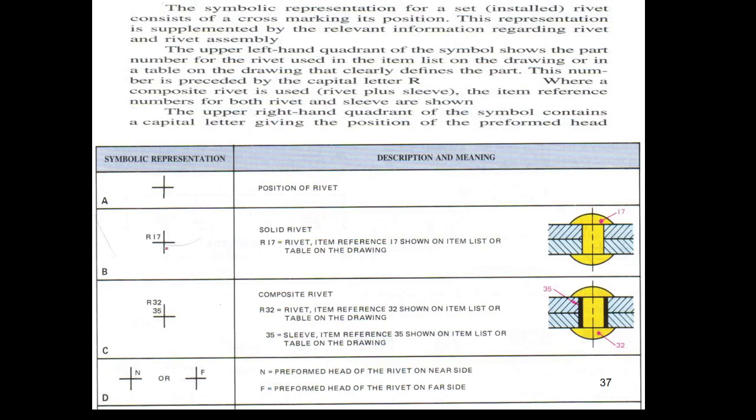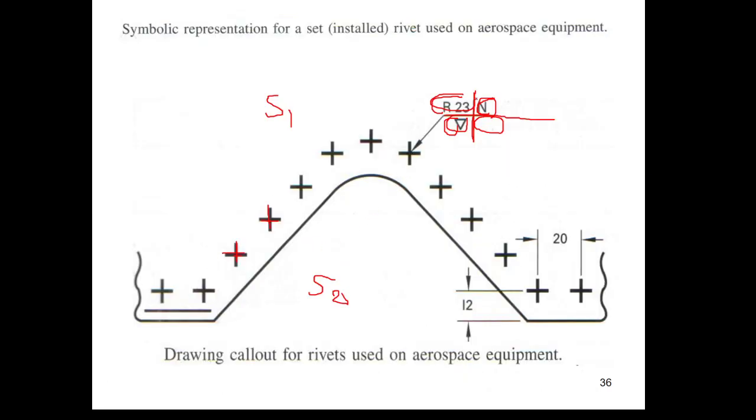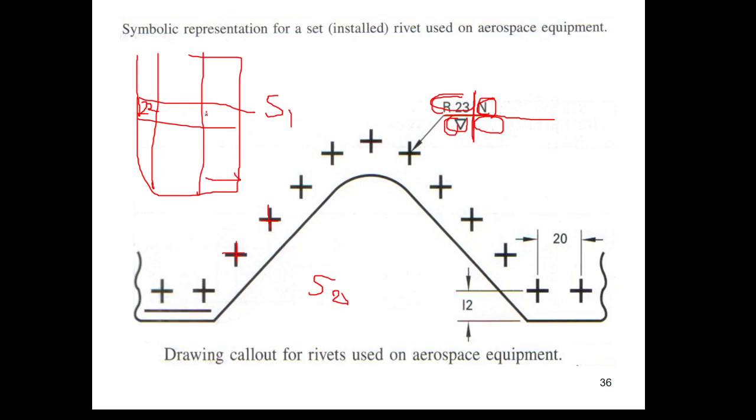Okay. Well, if in the second quadrant the text is R17, what does it mean? R means rivet. Item reference 17 shown on the item list or table. This is to say the ID number of the rivet. In this example, this rivet is the 23rd rivet, and in the assembly drawing, at the parts list, it is mentioned as item number 23, and along the row, in the notes column, you can see the specification note.